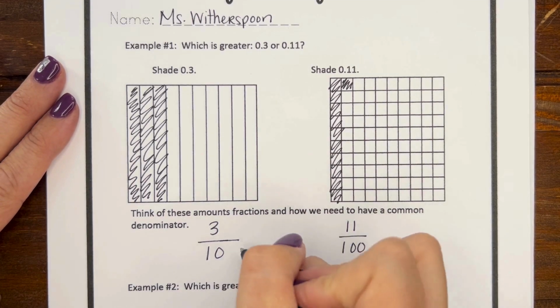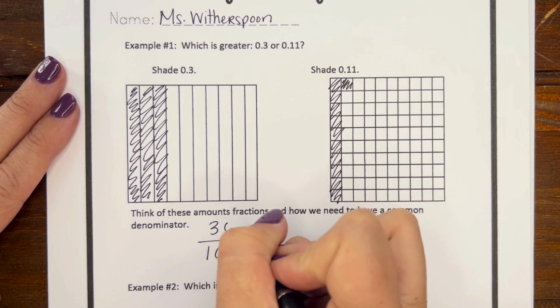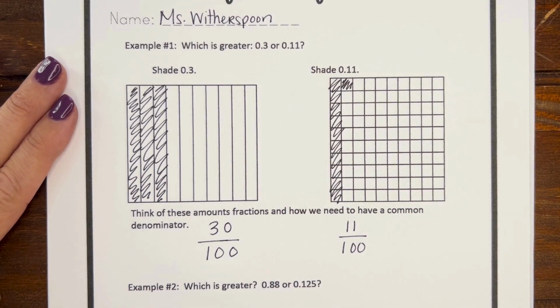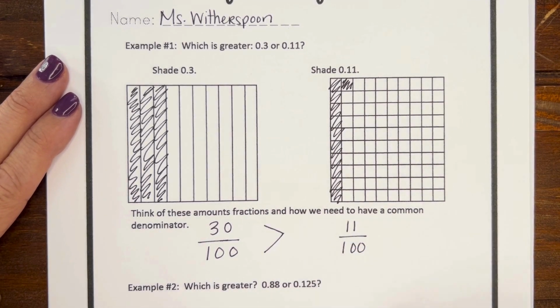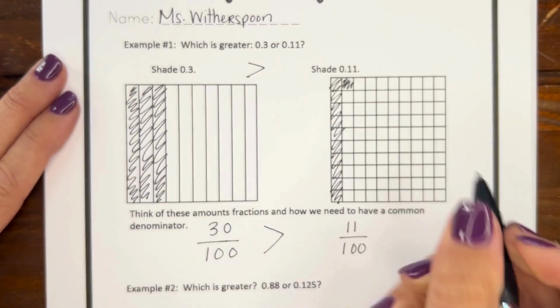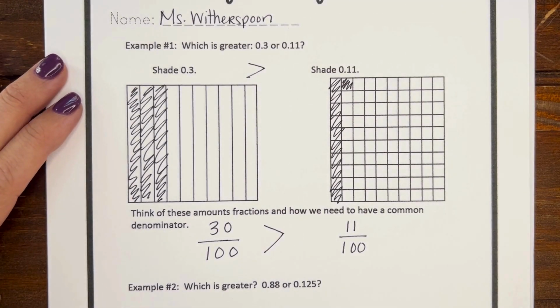Instead of 3/10, we're going to change this to 30/100, which is equivalent to 3/10. But now we have the same denominator, and we can see that 30/100 is more than 11/100, which is why 3/10 is more than 11/100.